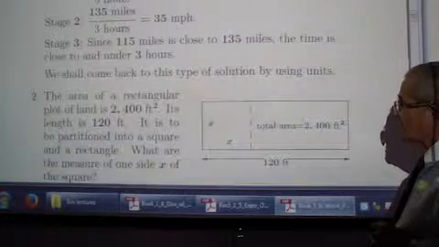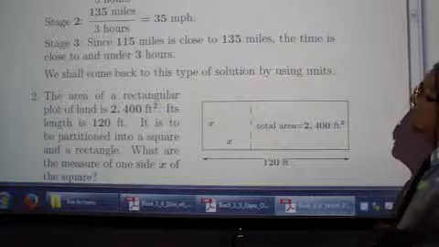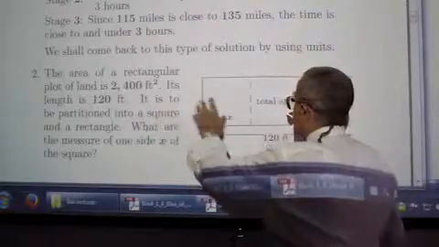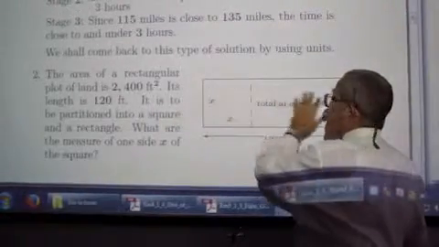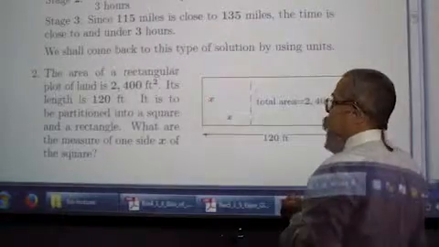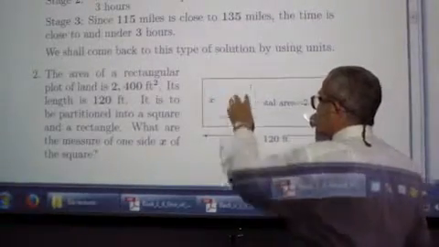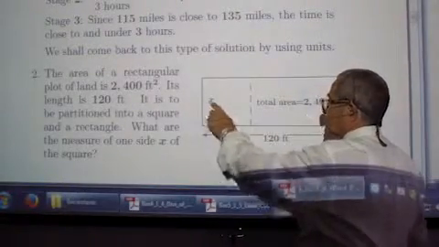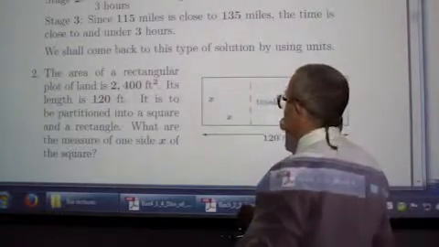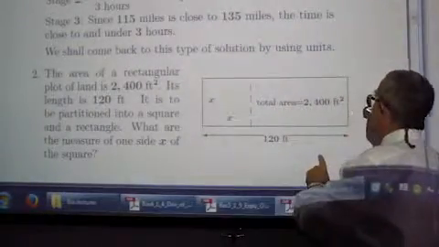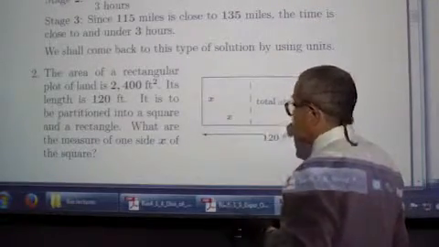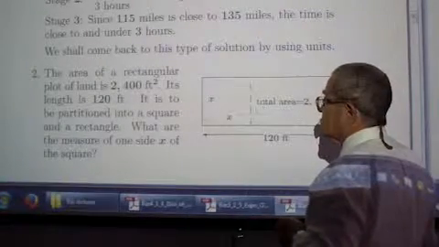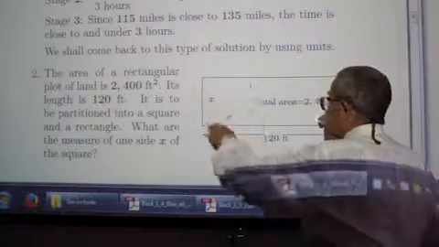In the second part, the second word problem example: we have a rectangular plot of land, and the total area is 2,400. It is supposed to be partitioned in such a way that I have a square here, so x by x. That's the number in the box with the question mark. I call it x. And the total length I know is 120 feet. And what is the width? I don't know the width. But I want to find how I can make the square.